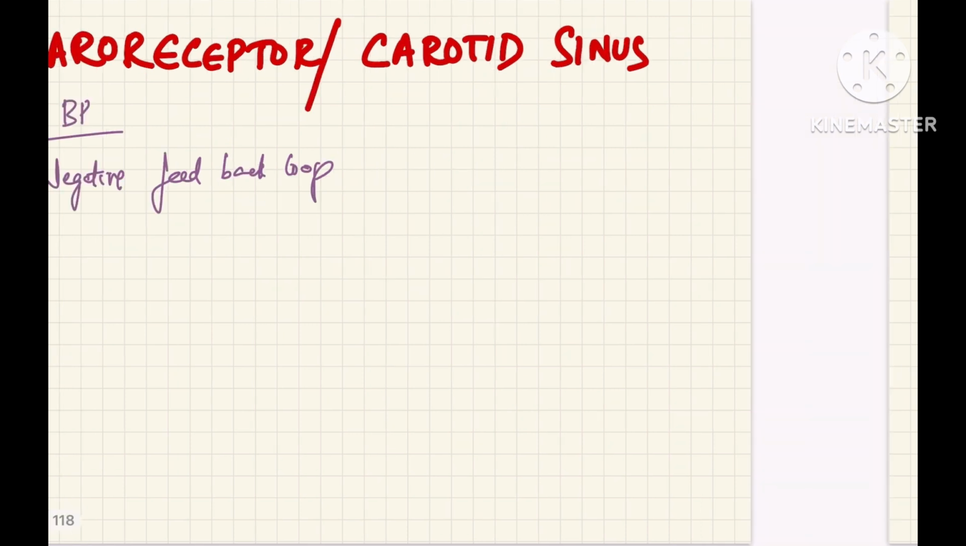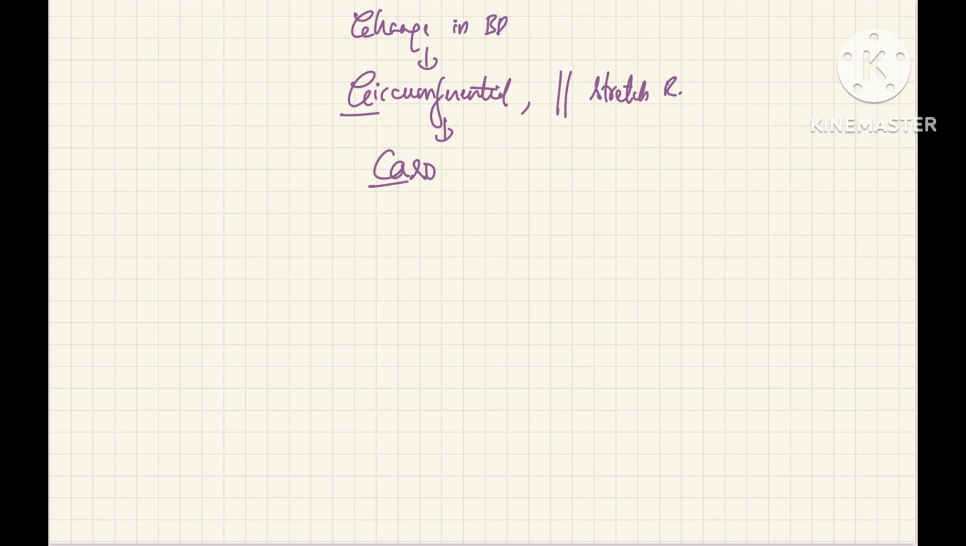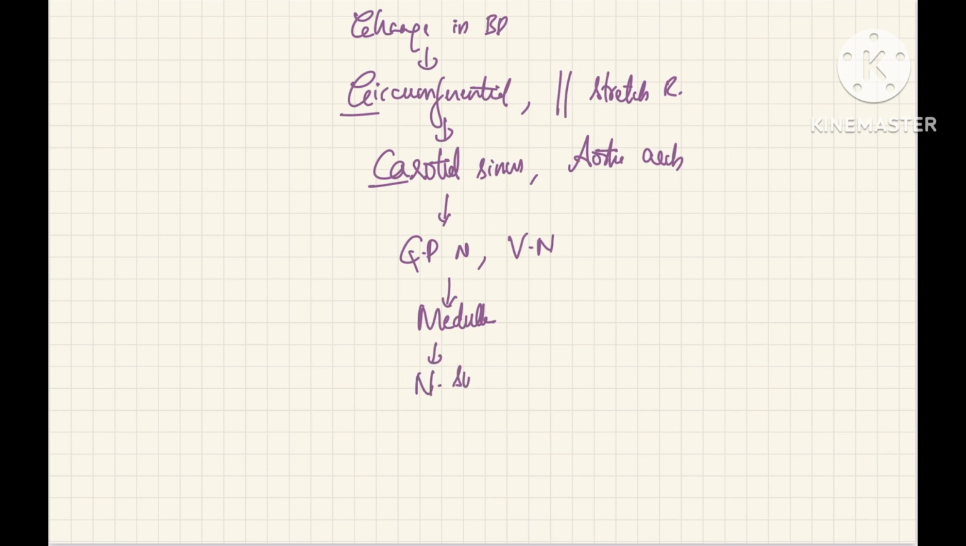So what happens in the baroreceptor reflex? Let's assume there's a change in blood pressure. The circumferential and longitudinal stretch receptors present in the carotid sinus and aortic arch sense this change in the blood pressure and take this information through glossopharyngeal nerve and vagus nerve. These go to cardiovascular center of medulla. From here to nucleus solitarius.